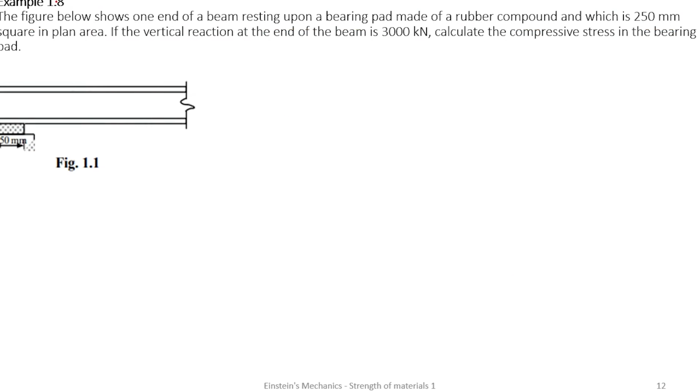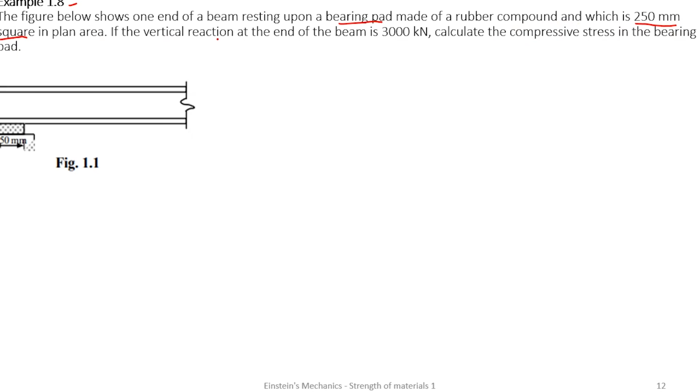So example 1.8. The figure below shows one end of a beam resting upon a bearing pad made of rubber compound, and which is 250 millimeters square in plane area.